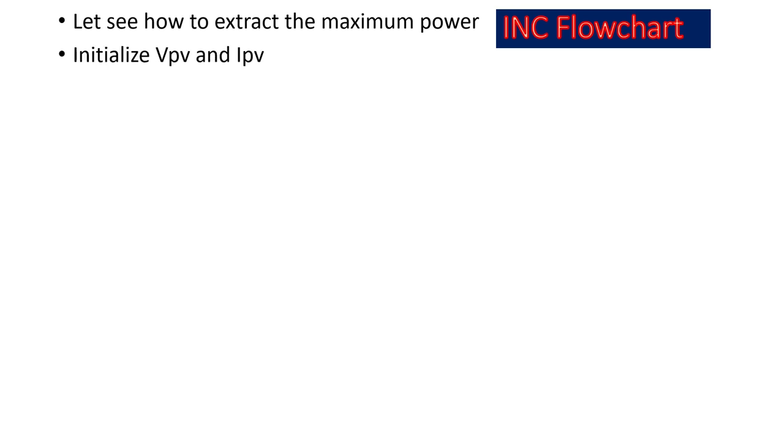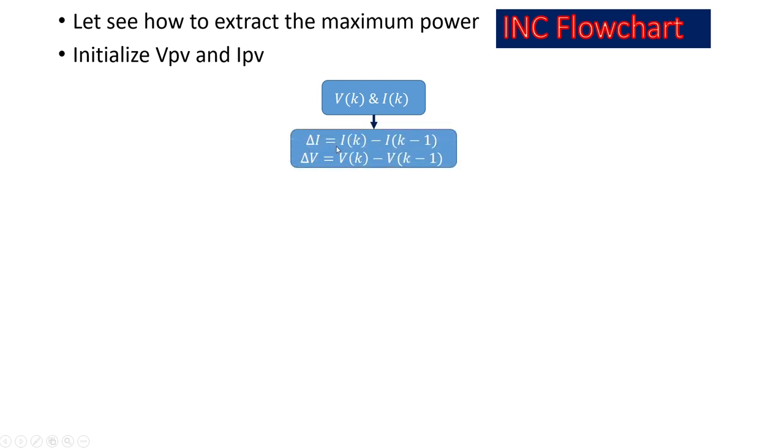Initialize the voltage, current and duty cycle values of the converter. In each iteration, the PV panel current and voltage are measured, which I refer to as V of k and I of k. Then we calculate the changes in current and voltage. Del I is equal to I of k minus I of k minus 1, that is, the current value compared to the previous value, or delayed by one sample. Similarly, del V is equal to V of k minus V of k minus 1.